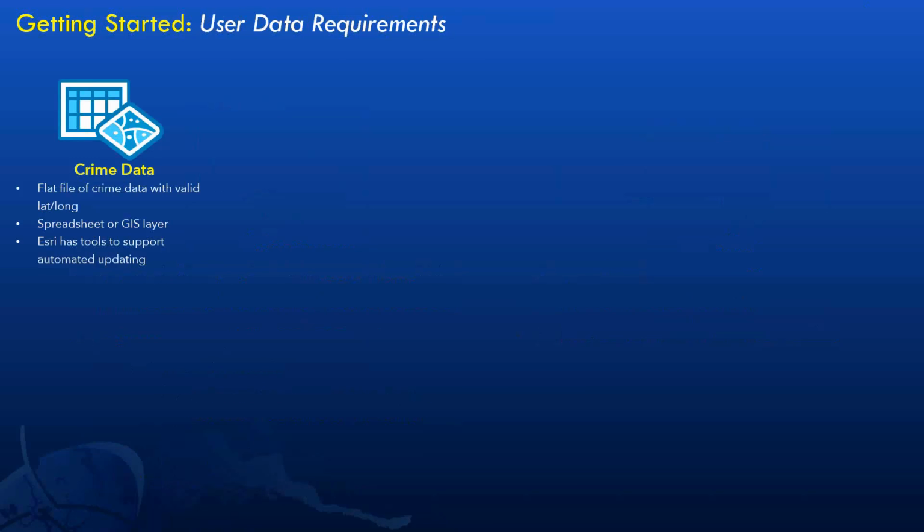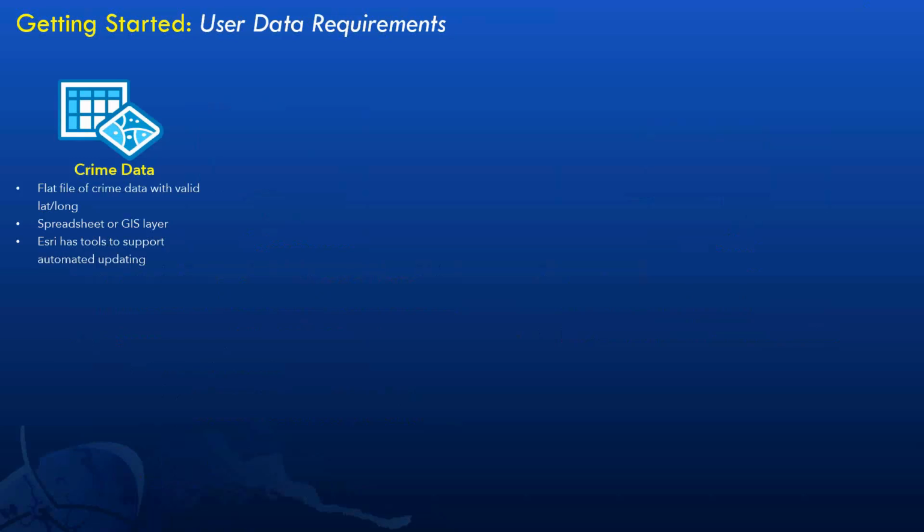As far as data, what do you need to bring to the table to be able to hydrate all of these apps that you've seen? Well, first and foremost, you need crime data. And that can be a flat file of crime data that's going to have valid latitude and longitude data. So maybe that's already being captured by your records management system, or if it's not, that's something that needs to be geocoded by your crime analysts. That can be in a spreadsheet or a GIS form.